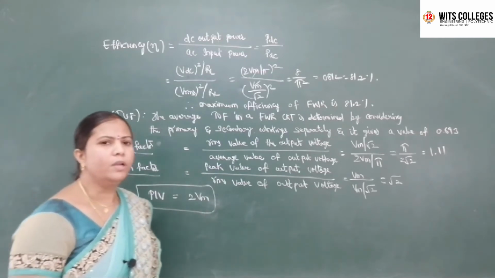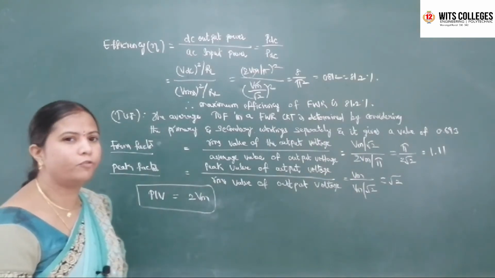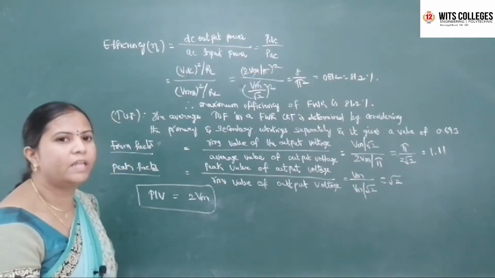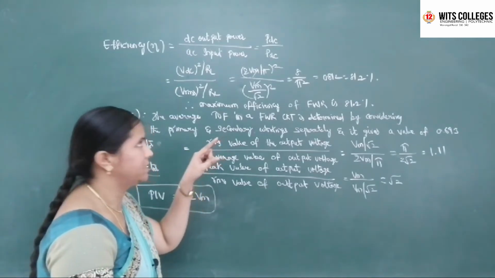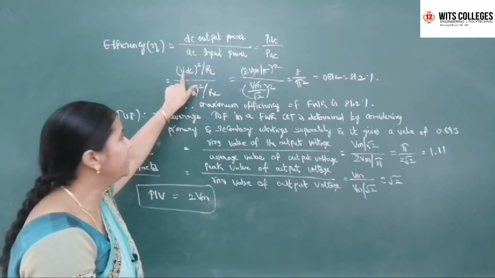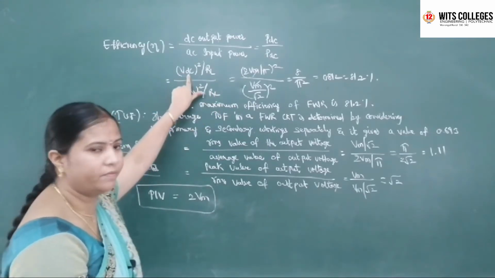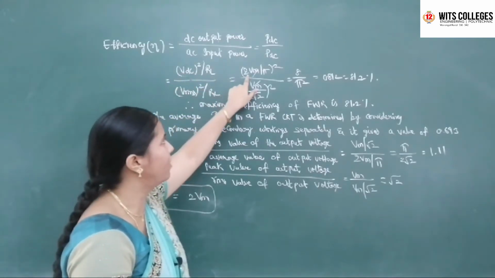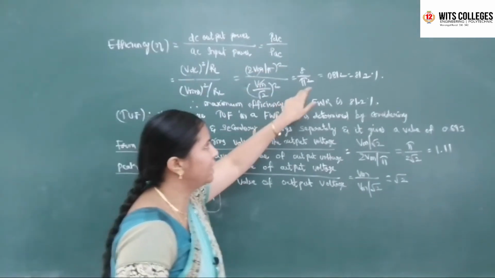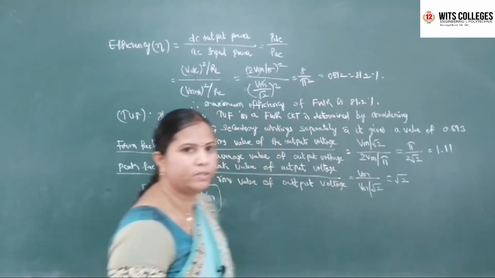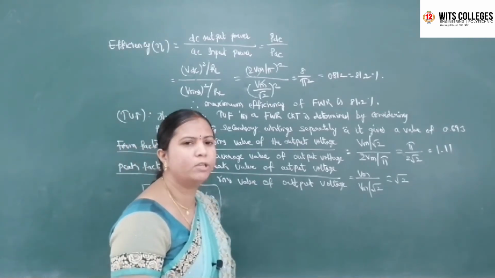Coming to the TUF, the transformer utilization factor. Efficiency of the full wave rectifier is defined as the ratio of DC output power to the AC input power, equal to PDC by PAC. PDC is VDC whole square by RL, PAC equal to VRMS whole square by RL. VDC for the full wave rectifier is 2Vm by pi and VRMS is Vm by root 2. Vm gets cancelled. If you calculate this, you will get 81.2%. Therefore, the maximum efficiency of the full wave rectifier is 81.2%.